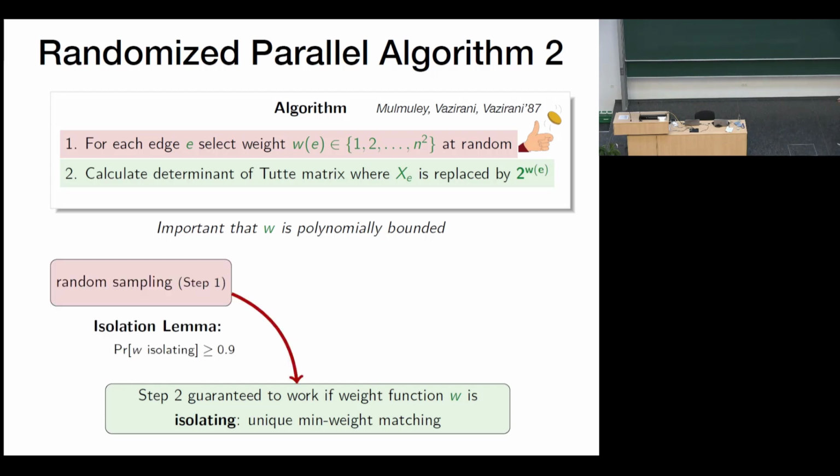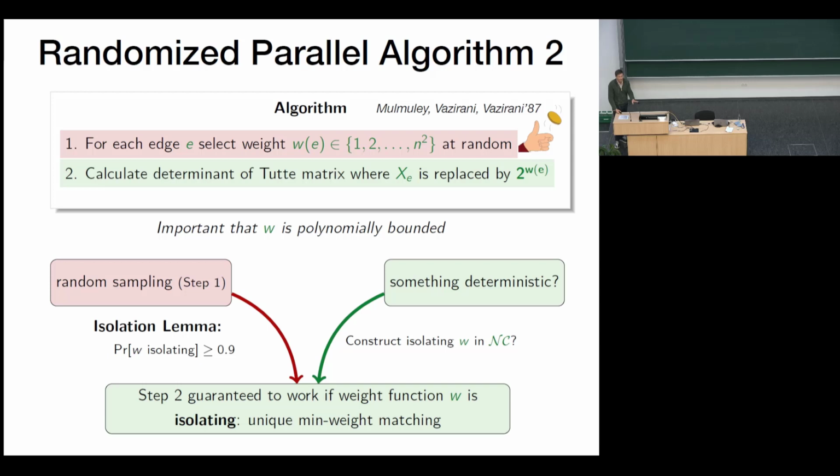Then the second ingredient they did was that they showed if we select this weight function at random, then with good probability, the weight function will be isolating. So we have a randomized parallel algorithm. So our only task here is to construct a deterministic weight function in parallel so that the min weight perfect matching is unique. All right, so if we can do that, then we're all good.